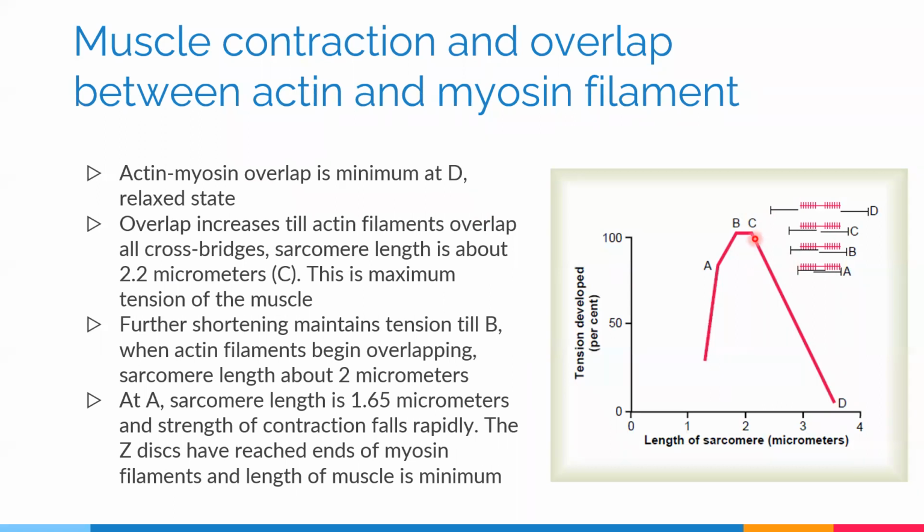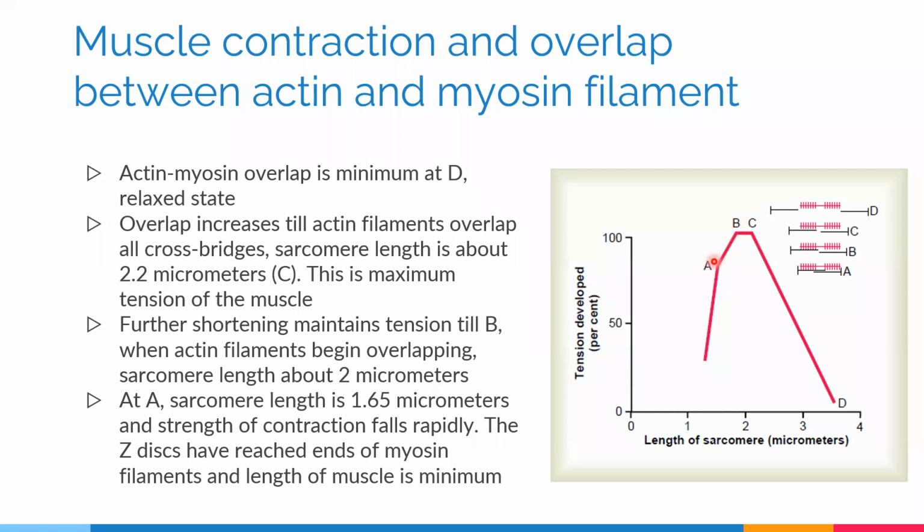Further shortening maintains tension till B. So further, if we increase the shortening of the sarcomere, the tension remains the same, but the Z discs have moved even closer. And this is when the actin filaments begin overlapping, and the sarcomere length is about 2 micrometers. Finally, at A, the sarcomere length due to further overlap has decreased to 1.65 micrometers, and the strength of contraction decreases rapidly.